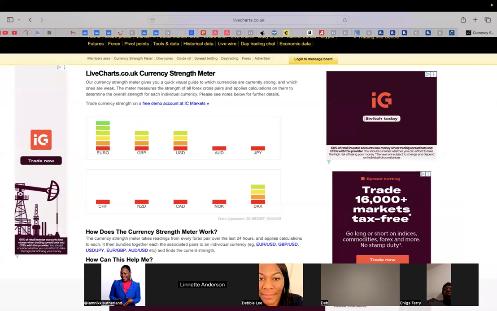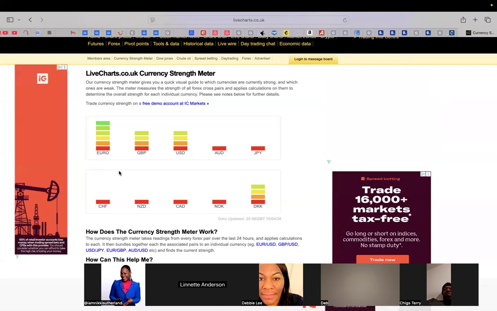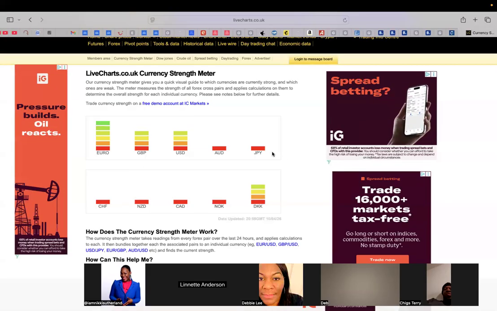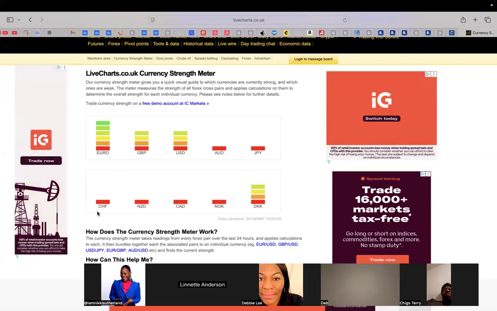So, for example, we can see here the euro is extremely strong and the Japanese yen is extremely weak. So if we were looking for a trade today, which we will, Euro JPY could be a great place to start, right? We know that the euro is extremely strong compared to the Japanese yen. Likewise, we can see that Great British Pound is 4 bars and US dollar is 4 bars. So do we really want to be trading GU? Not really, because they're the same currency strength, right?